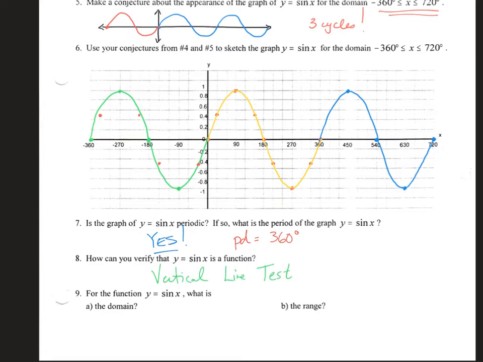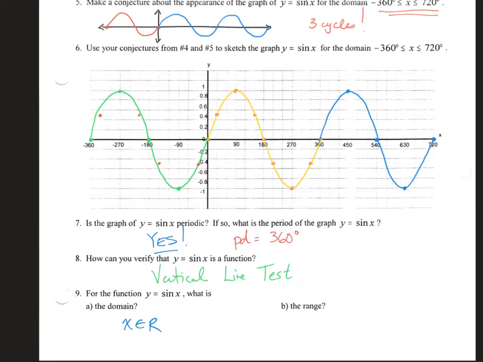Now, you don't need to use the vertical line test for it. You can use the definition of a function for it. But notice that every single x value has one and only one y value. Therefore, it would pass the vertical line test. For the function sine x, what is the domain? We should be good that you could sub any value in for that angle because our terminal arm could rotate and rotate and rotate forever and ever in either direction.